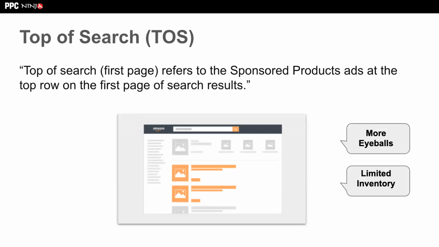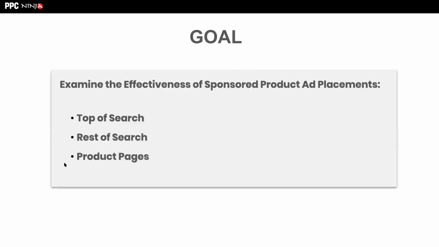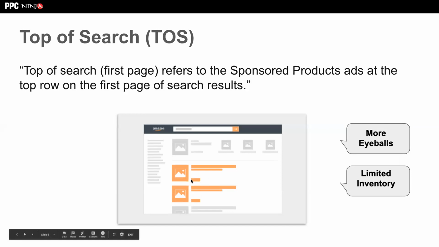Okay, so first of all, top of search, which I'm going to abbreviate as TOS. In Amazon's own definition on their help pages, top of search is basically first page, which means the top two ads that you see above the fold. That is top of search. It is not the headline search ad up across the banner. It's not that. It's just the first two ads that you see right below that banner.